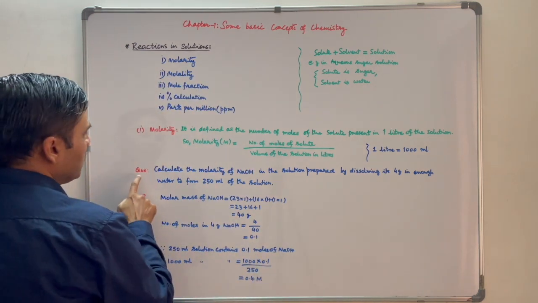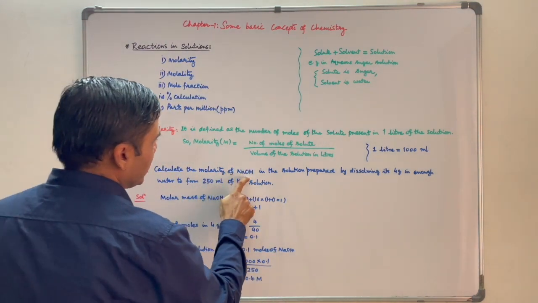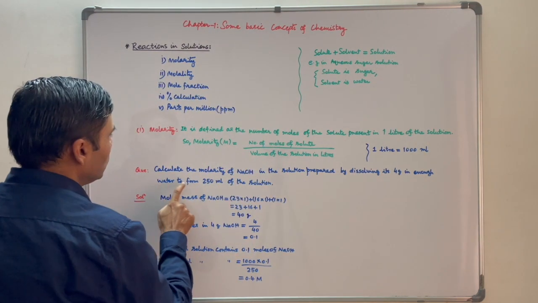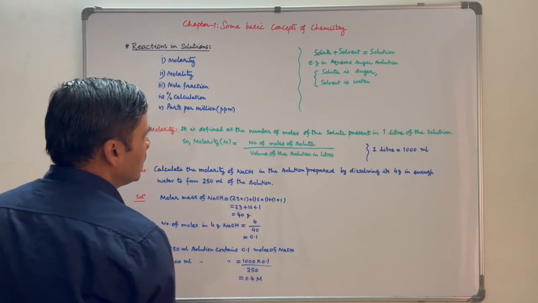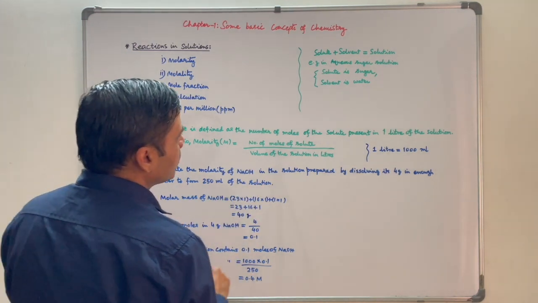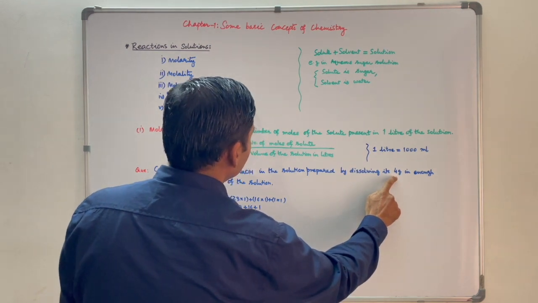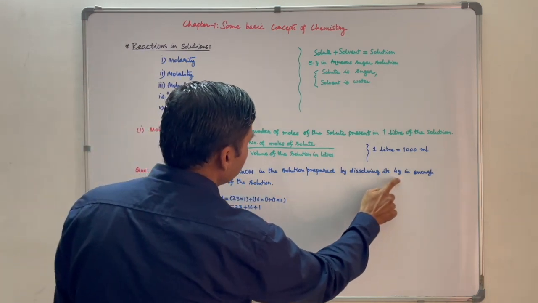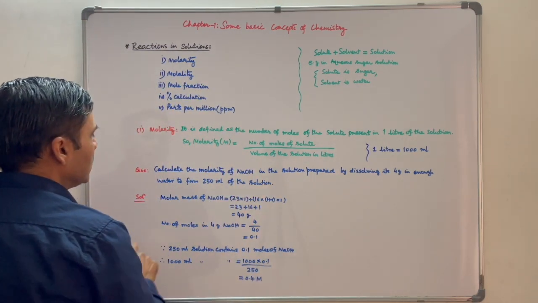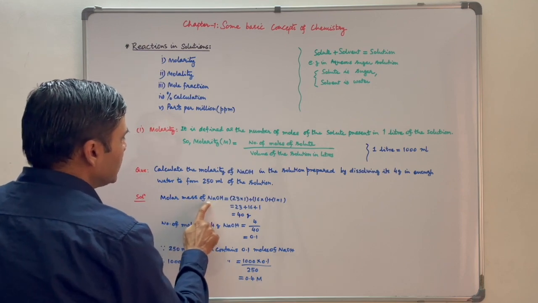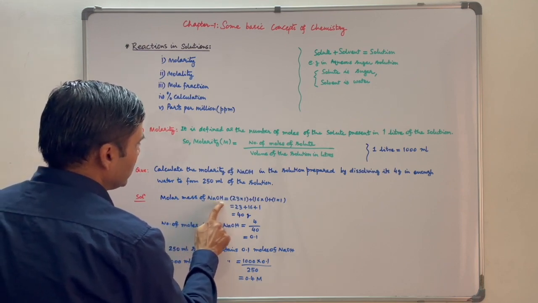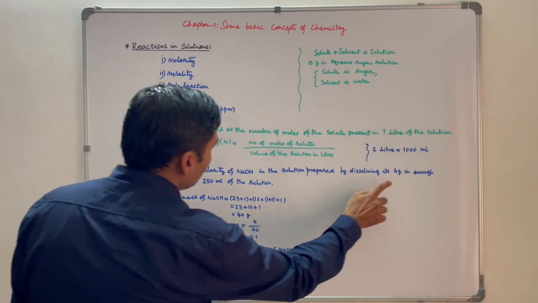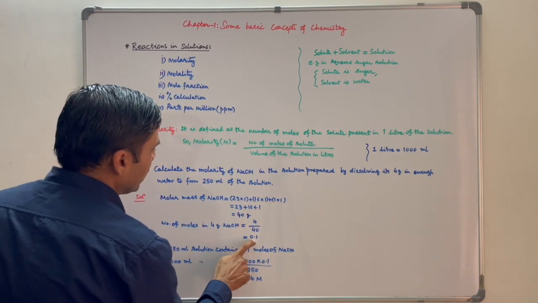Let us do one numerical based on it. Calculate the molarity of NaOH in the solution prepared by dissolving its 4 gram in enough water to form 250 ml of the solution. First, we will figure out how many moles of NaOH are there in 4 gram. To do that, we will calculate the molar mass of NaOH and then divide this number by molar mass. So let us do that. Molar mass of NaOH will be 23 into 1 plus 16 into 1 plus 1 into 1, that is 40 gram. So number of moles in 4 gram of NaOH will be 4 upon 40, that will be 0.1 moles.